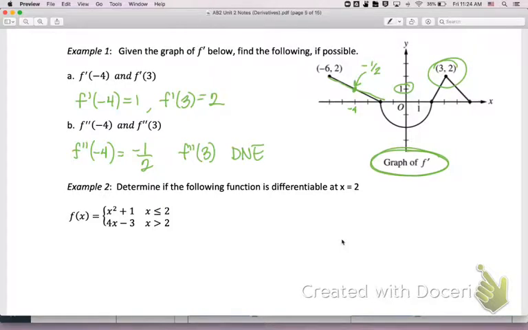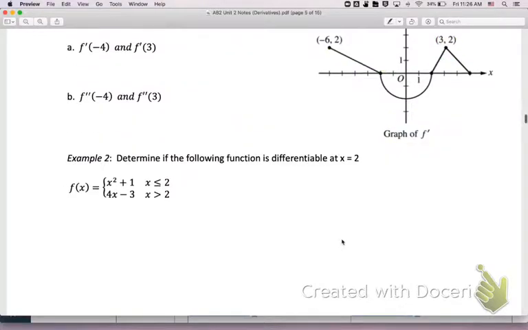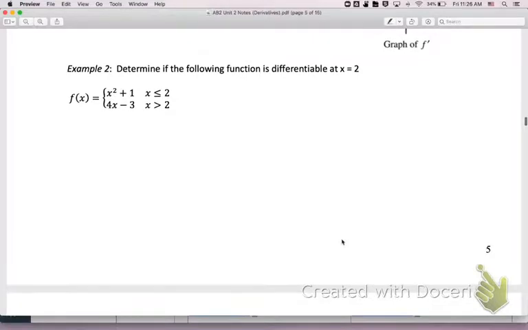So now if we want to look at example 2, determine if the following function is differentiable at x equals 2, what we need to look at is those two limits. So we need to look at the limit as x approaches 2 from the left of the limit definition, f of x minus f of a over x minus a. We need to look at the limit from the right of f of x minus f of a over x minus a. So put the video on pause for a second and see if you can set that up for yourself. These are the two limits that we should set up.